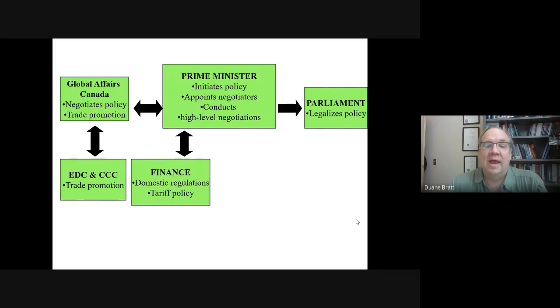The Department of Finance sets up tariff policy, many of the domestic regulations involving trade into Canada. And the Canadian International Trade Tribunal is a quasi-judicial body that deals with court challenges that companies will offer against tariffs.